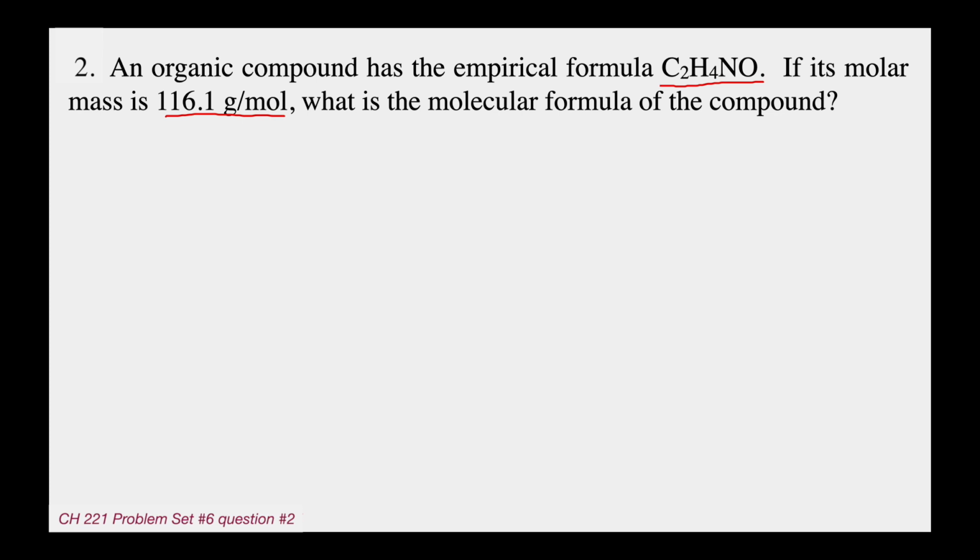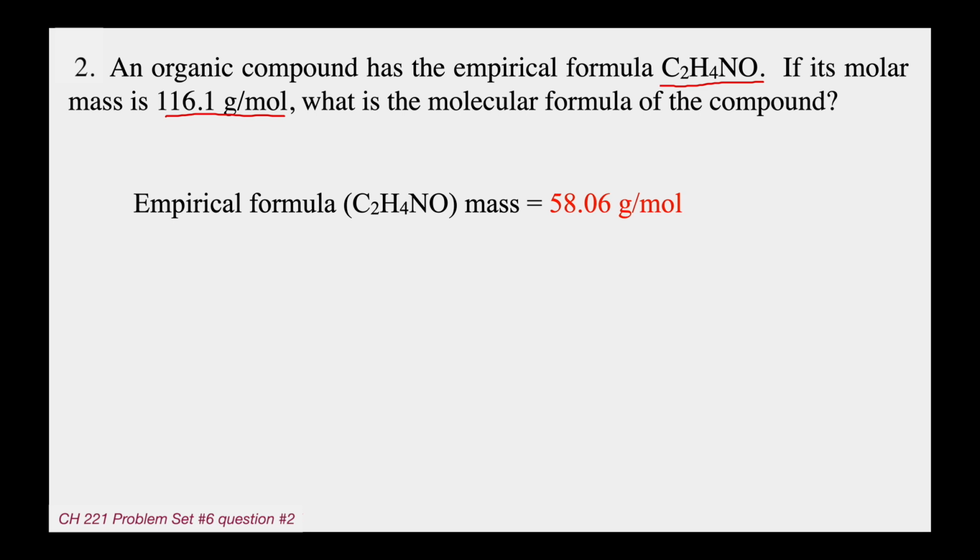The molar mass of the empirical formula is 58.06. And again, that number came from 2 carbons plus 4 hydrogens plus 1 nitrogen plus 1 oxygen. 58.06 grams per mole. That's the empirical formula's molar mass. And the next thing we're going to do: big number on the top, small number on the bottom. So 116.1 divided by 58.06, that ratio will be a whole number. You'll never have fractions. And that's pretty close to a ratio of 2.